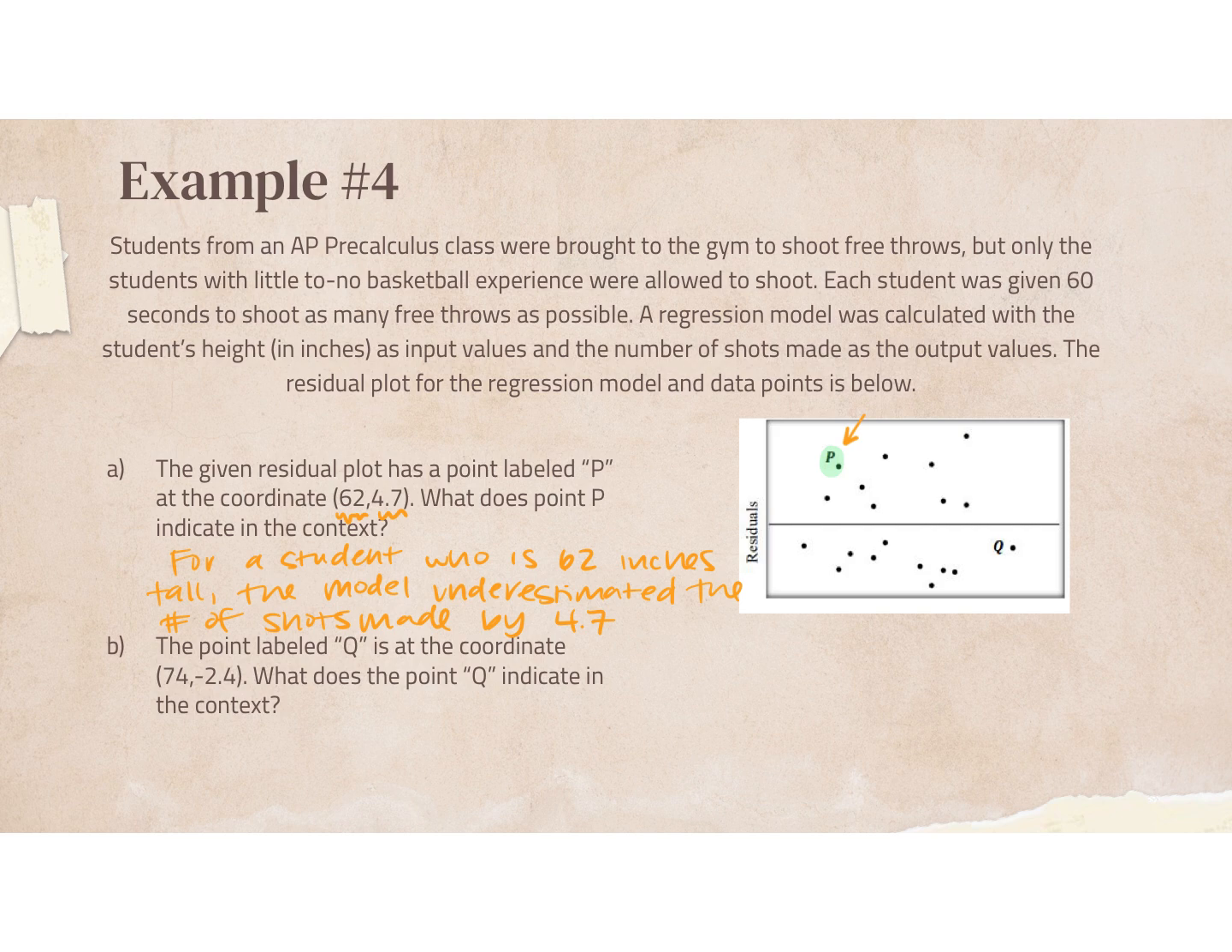Next, it says the point labeled Q, which is right here, is at the coordinate 74, negative 2.4. What does point Q indicate in this context? Again, our input value is the input from the original data set, so we're analyzing a student who is 74 inches tall. The output of the residual plot is the residual, so we have a negative residual. We can also see from the residual plot it's below 0, which means this is an overestimation by 2.4.